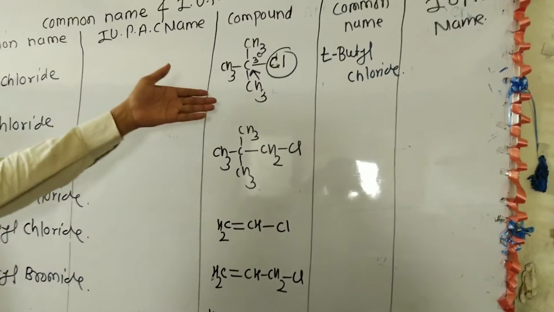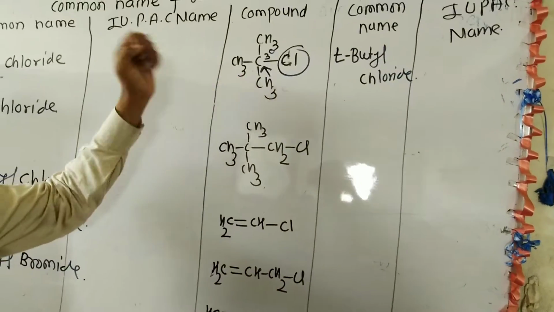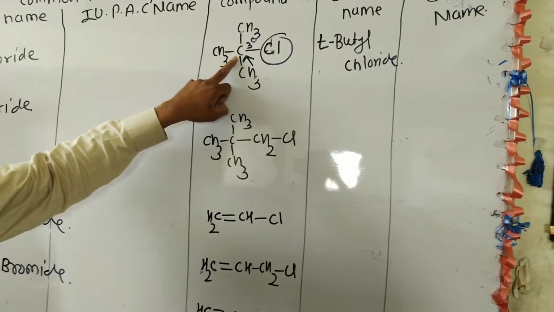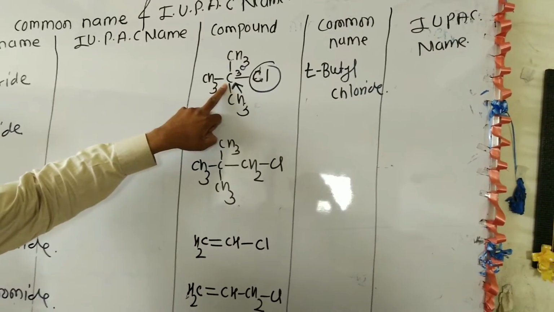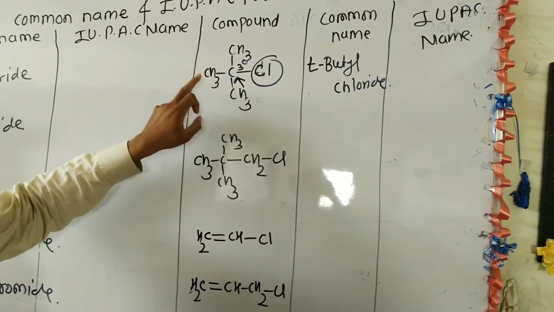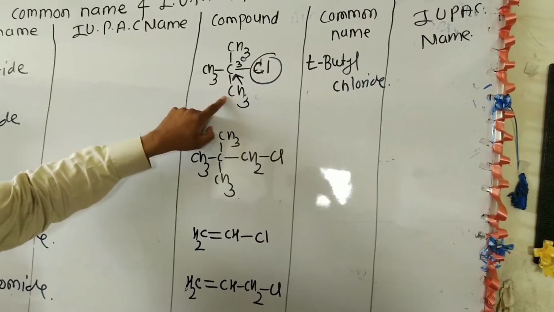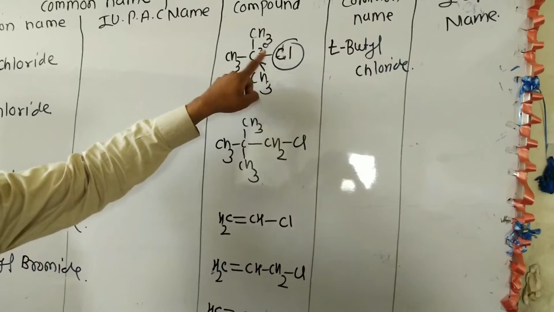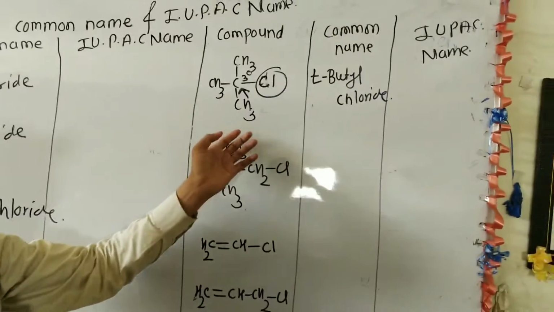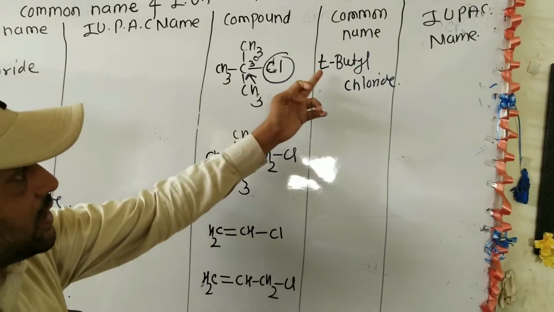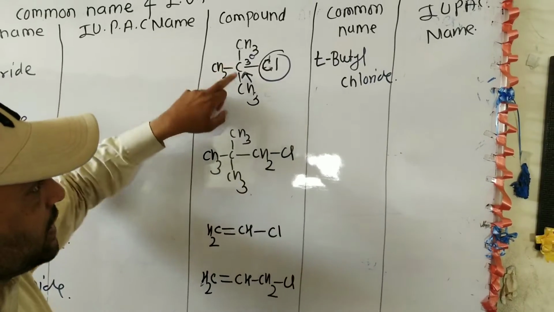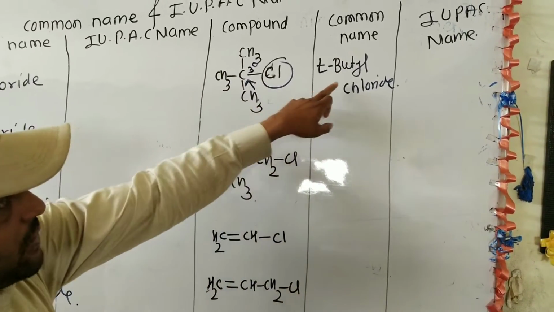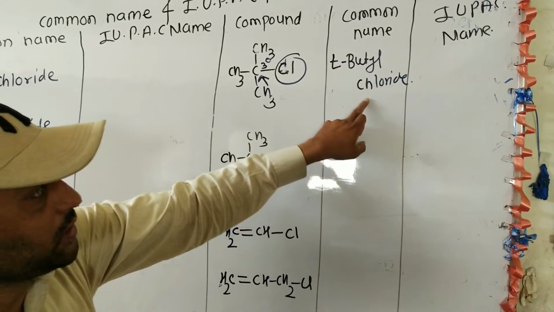How to identify tertiary butyl or tertiary group? If our halogen is attached to that carbon which bears three same or different carbons, that is called a tertiary carbon. And if halogen is attached to a tertiary carbon, that is called what? Tertiary alkyl halide. Here in case of 4 carbon groups, that's why we call it butyl, tertiary butyl chloride.